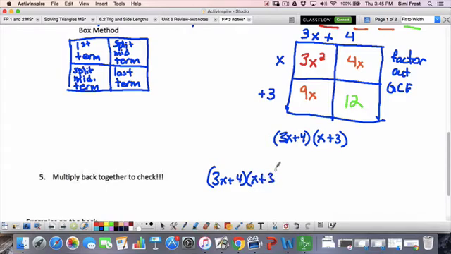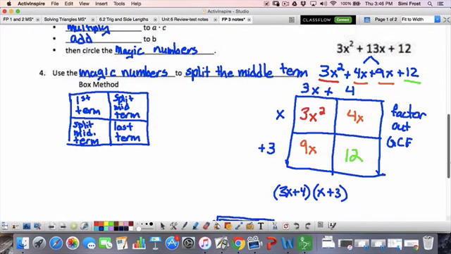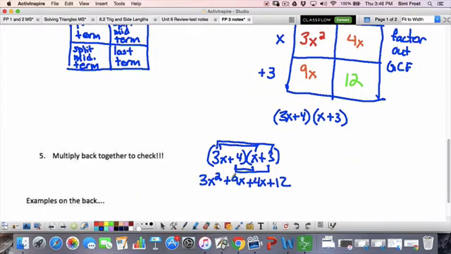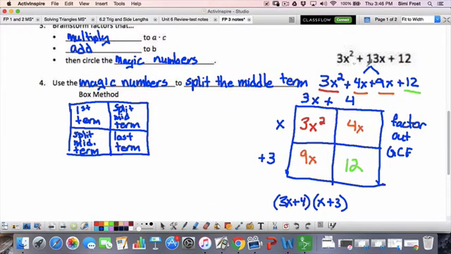and x plus 3. If we use our FOIL method, we're going to first multiply our front two terms together, and I get 3x squared. Then I'm going to multiply my outer terms together, and I get 9x. Then my inner terms, and I get 4x. And my last terms, and I get 12. Okay, right away I can see that this is the same as it was when I split that middle term there. If you want to take it a little bit further, we can combine our like terms, and we would have 3x squared plus 13x plus 12. And that is, in fact, the original trinomial that we were given to factor.